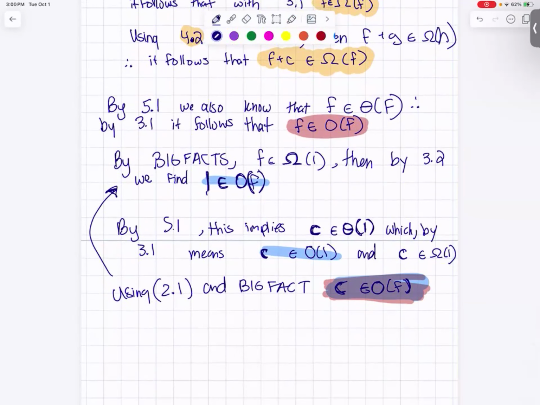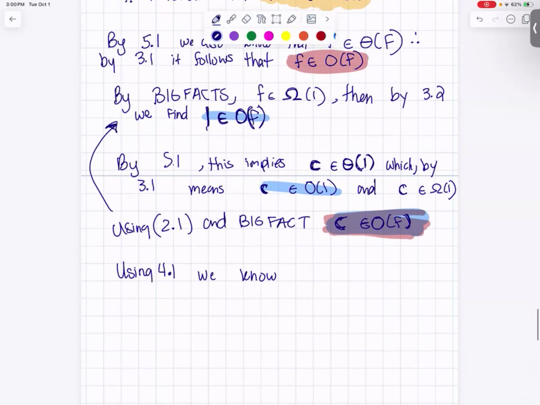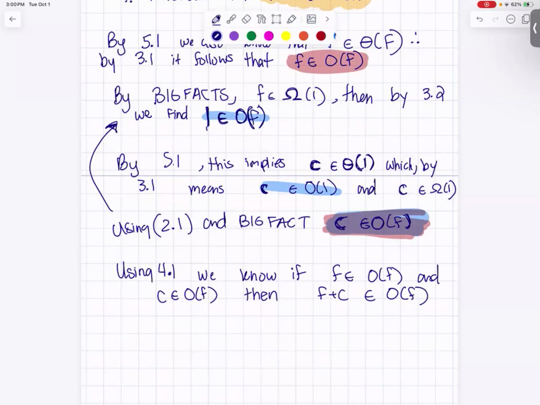When we smush these together using 4.1, we know if F is in O of F and C is in O of F, then F plus C will be in O of F. We get to combine those. That's what 4.1 tells us we can do. That's that addition rule that we've seen before.